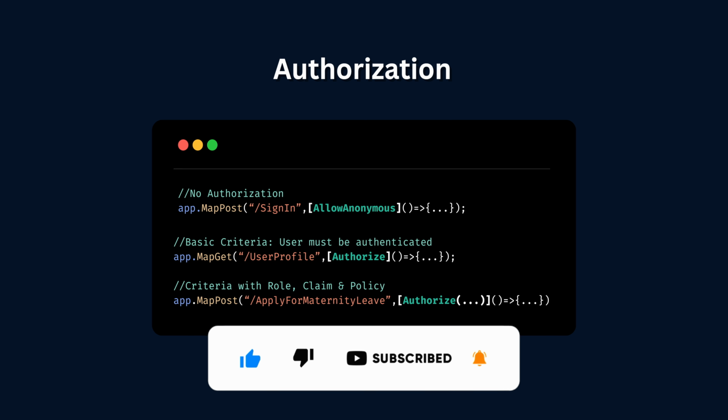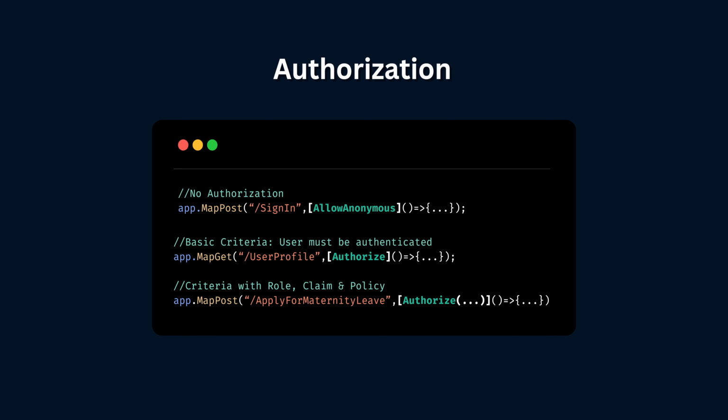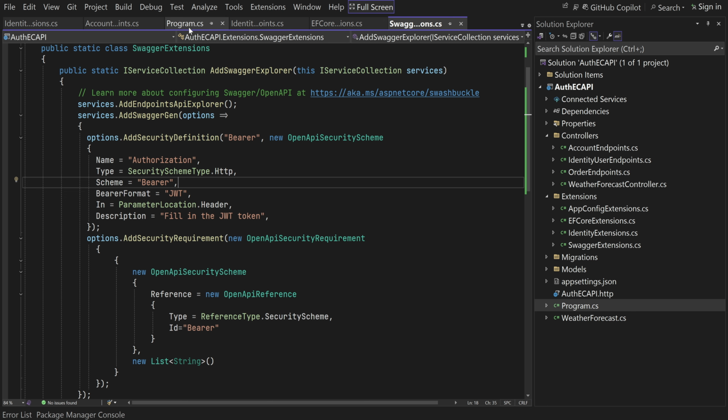Now, in any given web API project, most of the web API methods will come under this category. That is, web API methods asking the minimum criteria that the user must be at least authenticated to the system. So in order to avoid repeating this authorize attribute, we will apply this authorize attribute globally across all the web API methods. Let me show you how it is done. For that, back to the program.cs file.